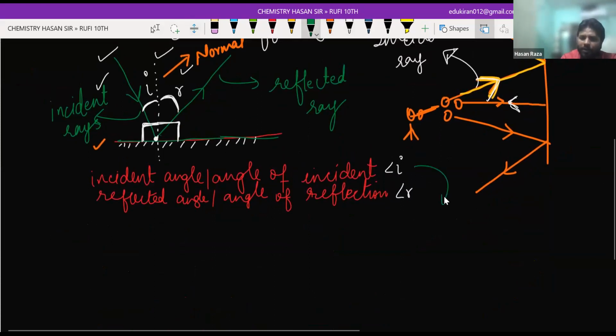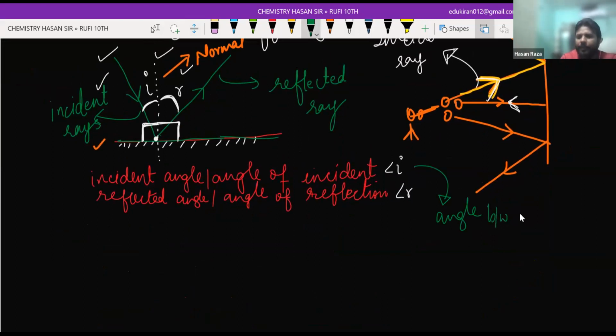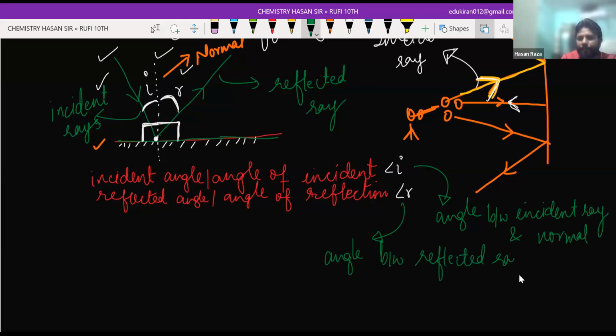What is this? This is your angle between the incident ray and the normal. And this is your angle between the reflected ray and the normal. So basically, this is the concept. Now, do you know what we call this?